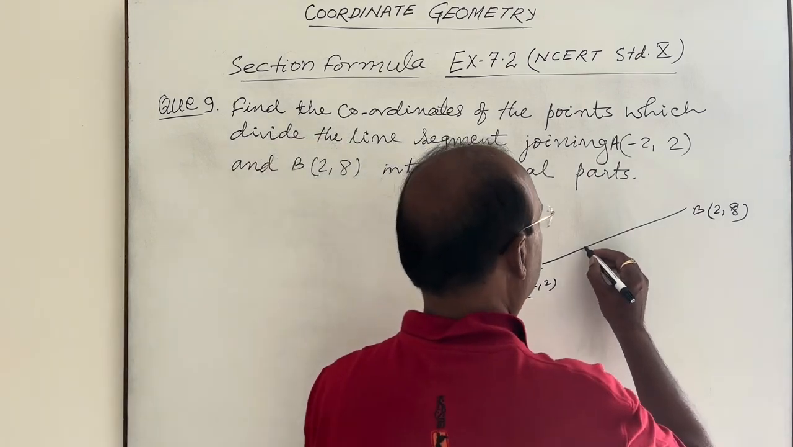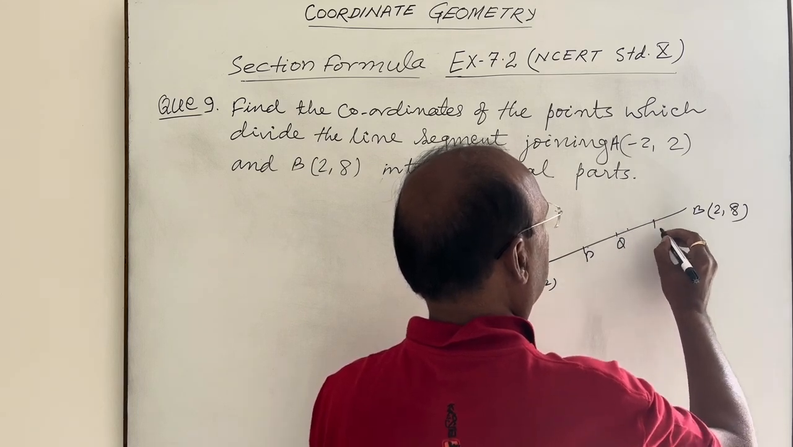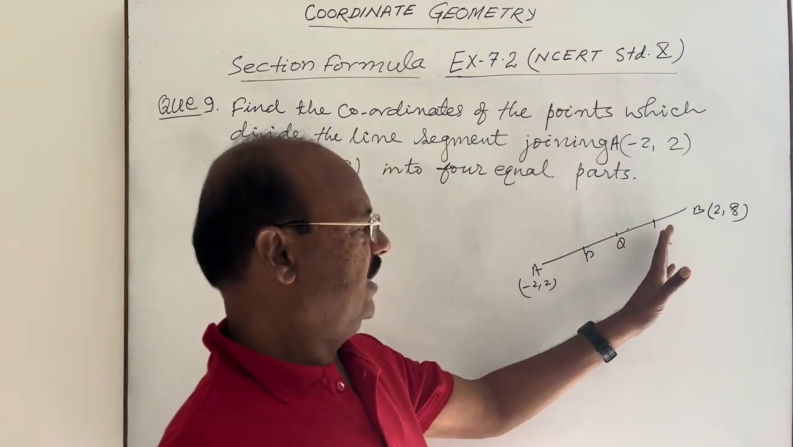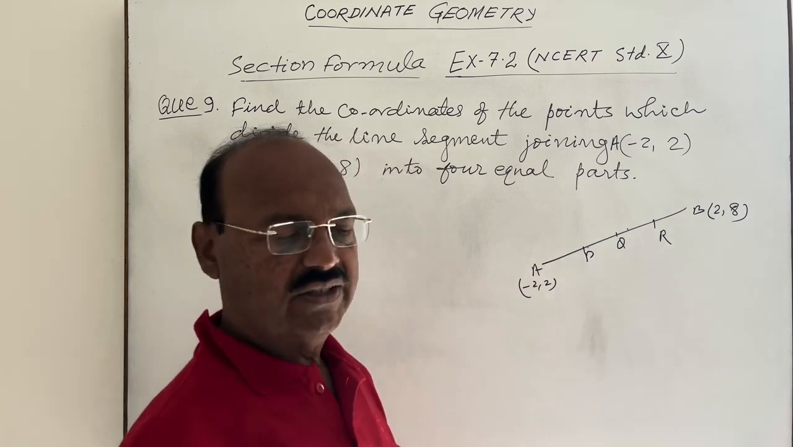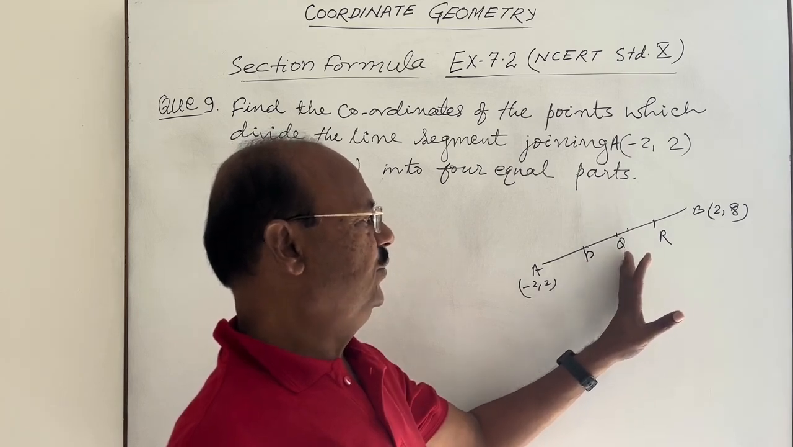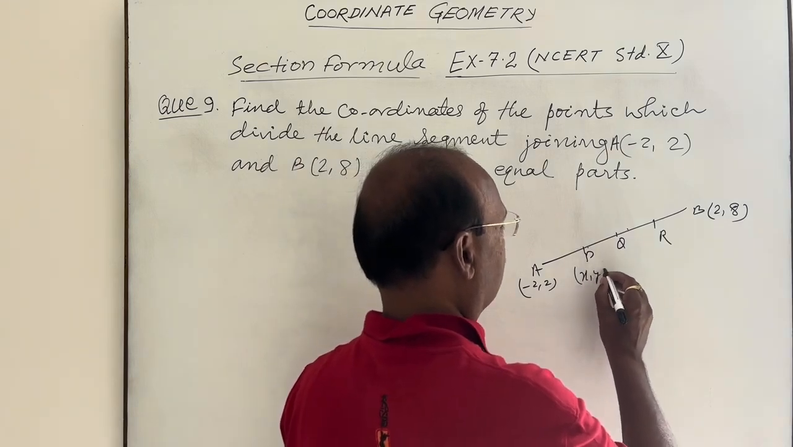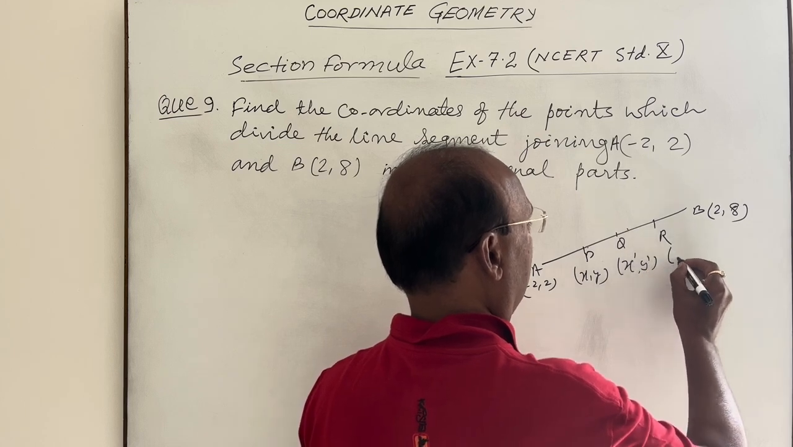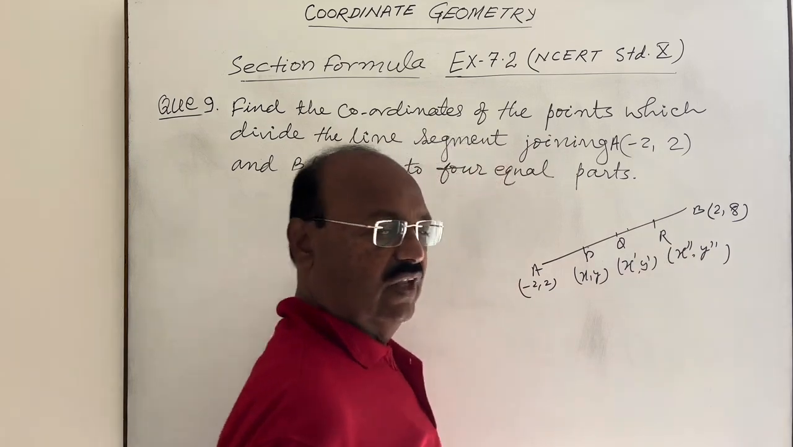Suppose this is point P, this is point Q, and this is point R. Points P, Q and R divide the line segment AB into 4 equal parts. And here we have to find the coordinates of these points P, Q and R. Suppose P has coordinates x, y, Q has coordinates x dash, y dash, and R has coordinates x double dash and y double dash.